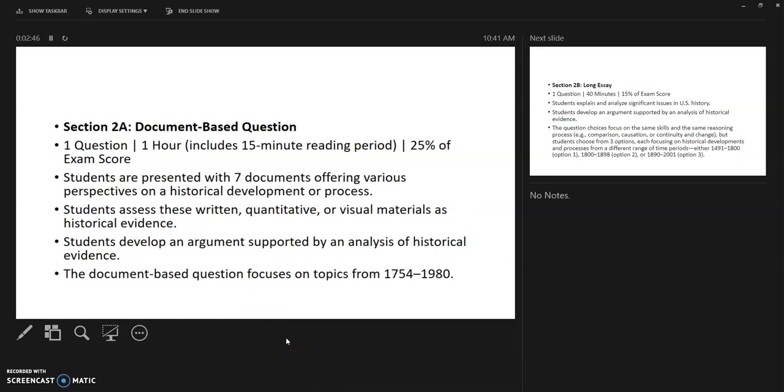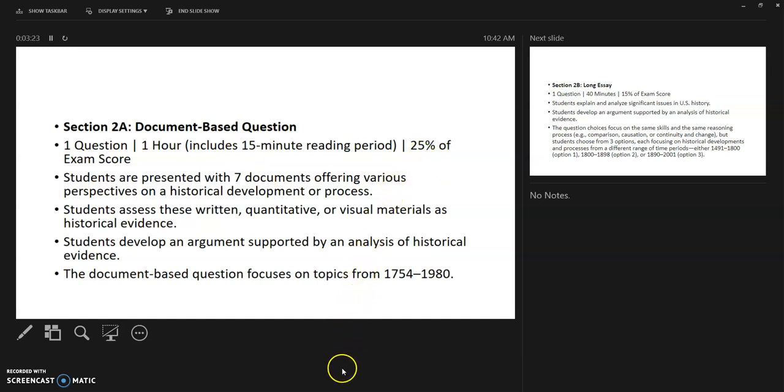The next section is the document-based question, right, or DBQ for short. Now, you're going to have 1 question, you're going to have 1 hour, and that includes the 15 minute reading period. So you're going to have 45 minutes essentially to write. And it's tough because if you look at the rubric, which I'm going to show you in class, there's a lot of points that you have to hit. And this is 25% of your exam score.